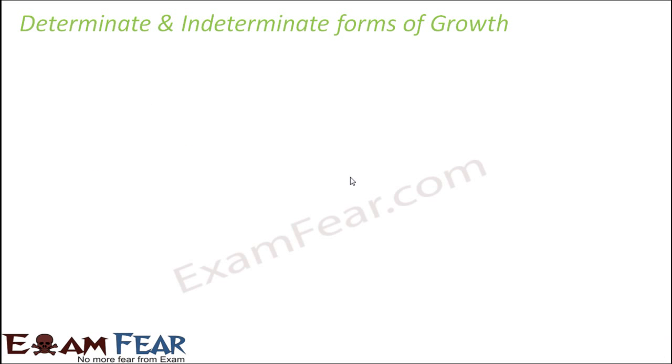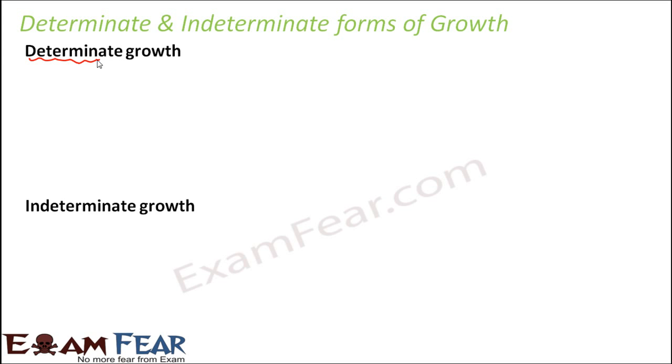Now we will talk about determinate and indeterminate forms of growth. So what do we mean by these two? Determinate means something which is already determined. So that is called determinate growth. And the second one is indeterminate growth. So let us see what they are.